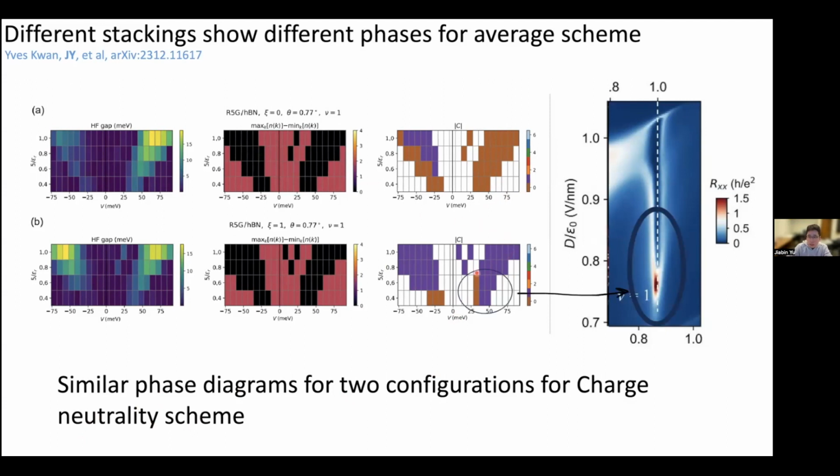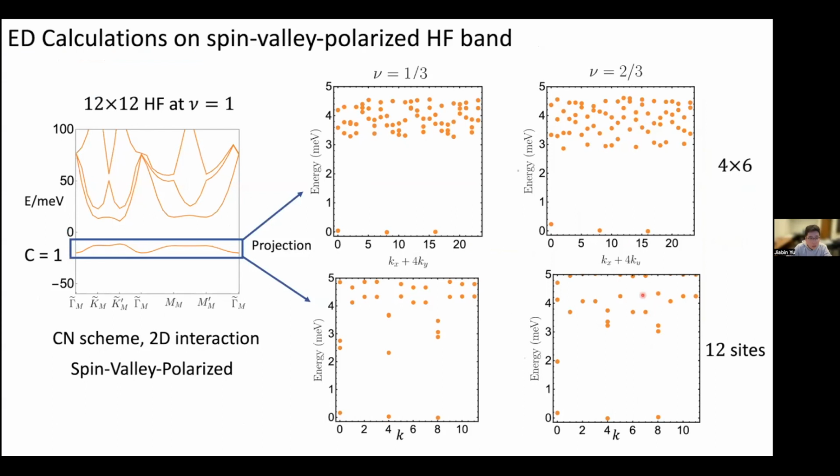And I wanted to mention that in our calculation, we see this kind of Chern 0 insulator close to CI, and this kind of feature was also observed in experiment. Okay, so another subtlety beyond this interaction scheme is how can we get FCI?